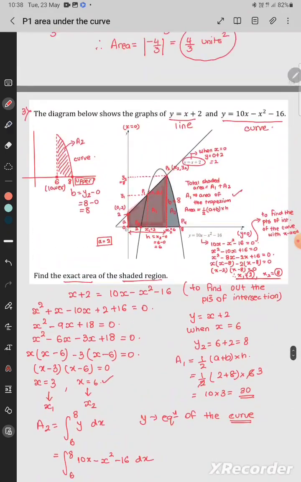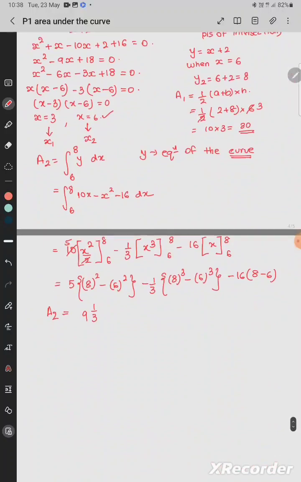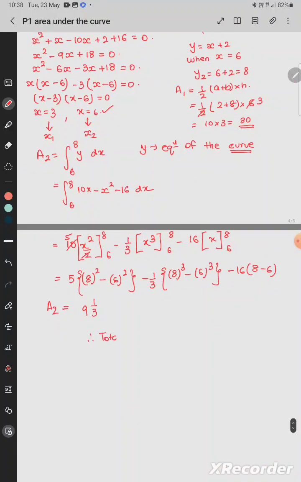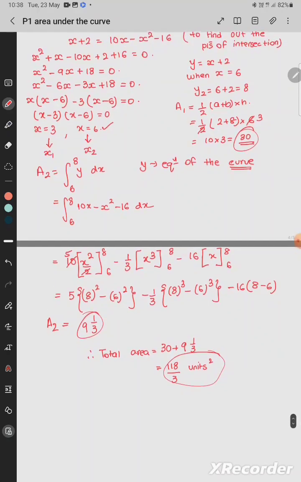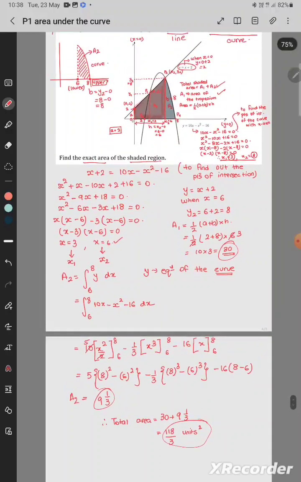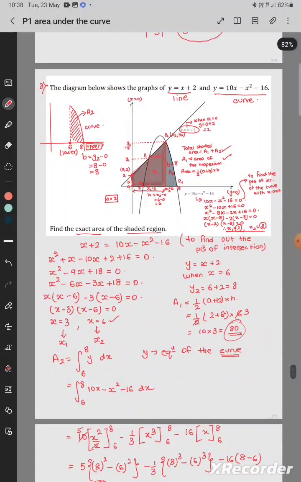So what did we say our total area was? It was A1 plus A2. So therefore our final answer will be A1, which was 30, plus A2, which is 9 1 by 3. That will come to 118 by 3 units squared. This is our final answer. So this is how we have to solve area under a curve or area for shaded regions.